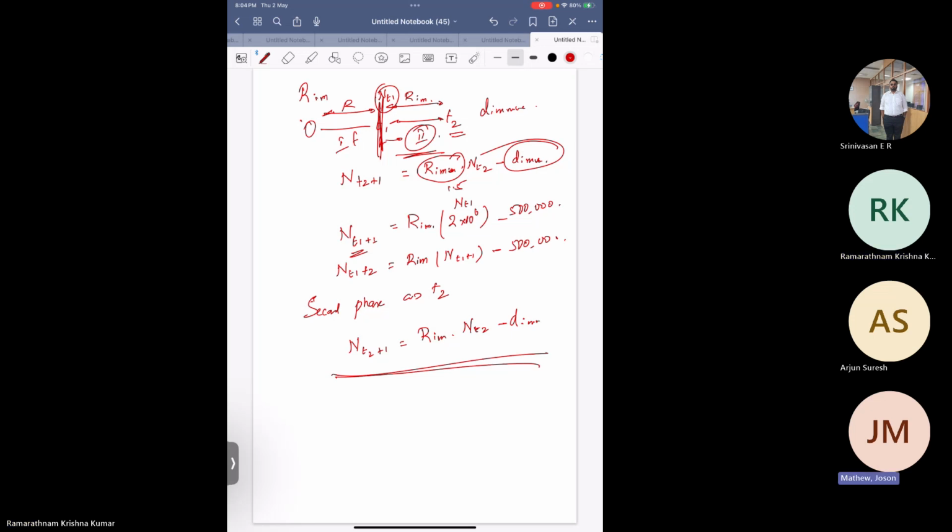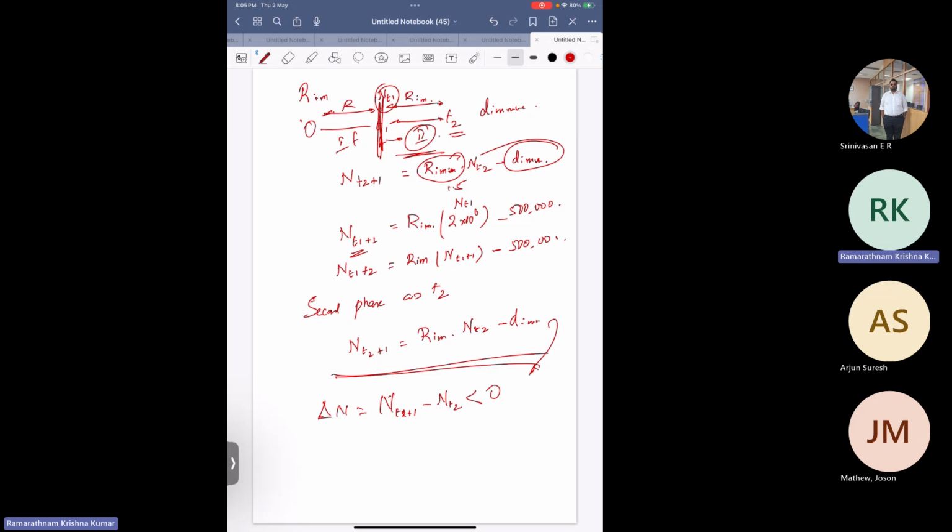So what is the difference between two steps? Delta N. What is the difference between two steps? Less than 0. Less than negative. Yes, that's it, fantastic, guys. N(T2+1) minus N(T2) to be less than 0. Right. So write down that equation.